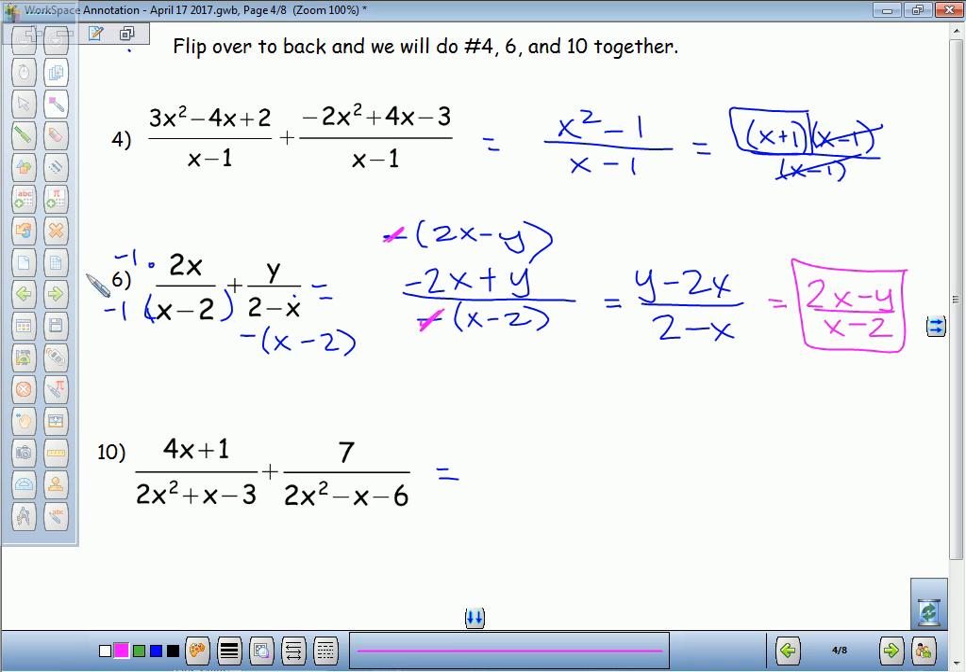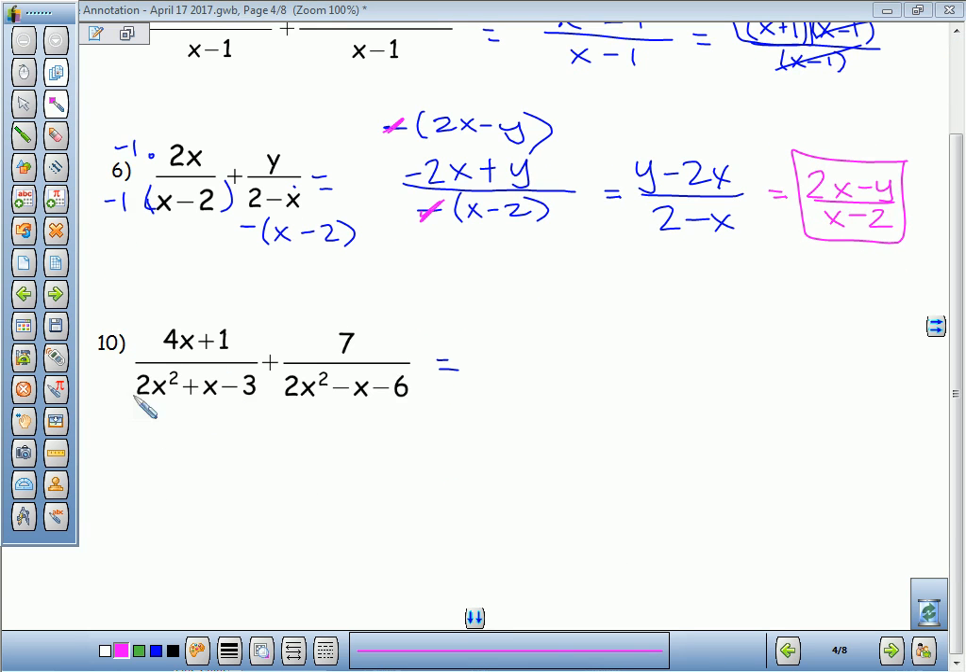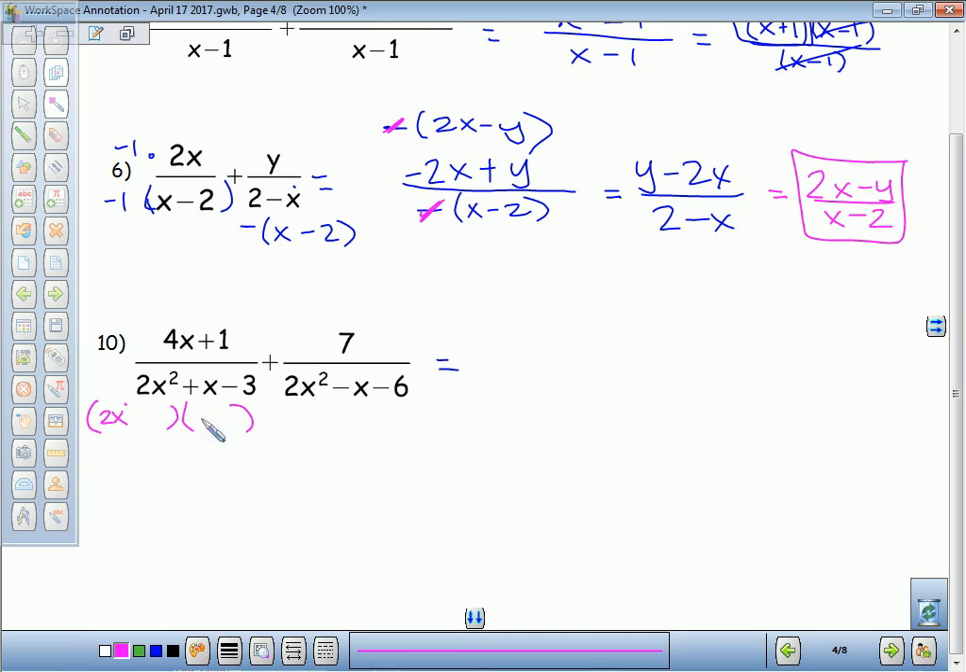Okay, now, I chose number 10 because we haven't factored ones with the leading coefficient in a little while. And I'm going to go back over the method I taught you because this coefficient is 2. And there's only one way to multiply and get 2. That is 2 times 1. That is the absolute only way to multiply integers and get a product of 2. 2 and 1.